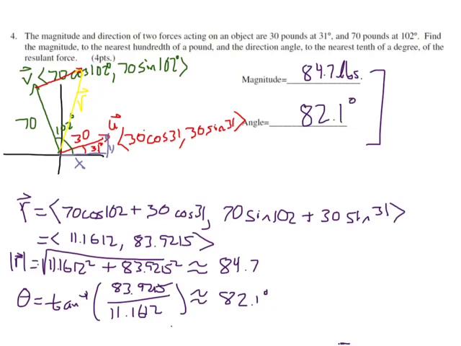And our drawing kind of confirms all of that information a little bit. Drawing's not perfect, but if we do it carefully, yeah, looks like we're talking about the 82-degree range here. And the magnitude's going to be a little bit more than the 70 because the 30 is giving a little bit of movement towards the 70 direction there, a little bit of force. So there we have it.